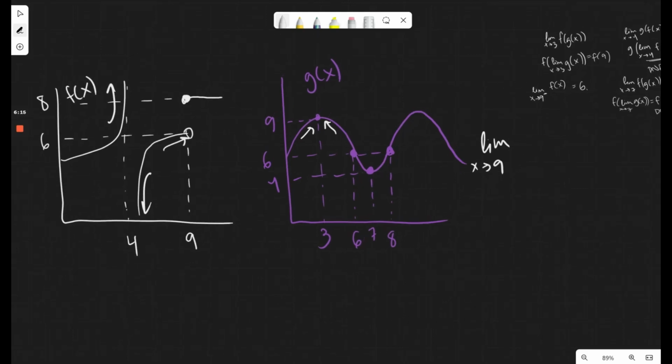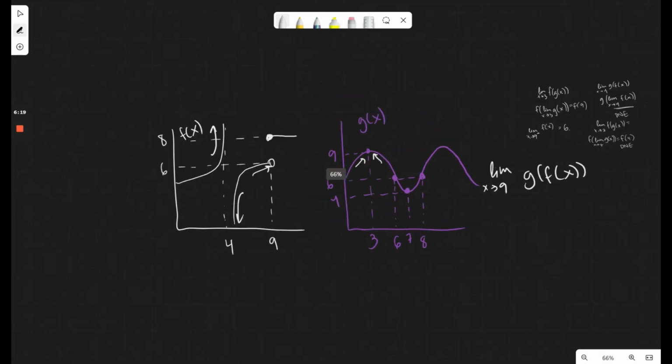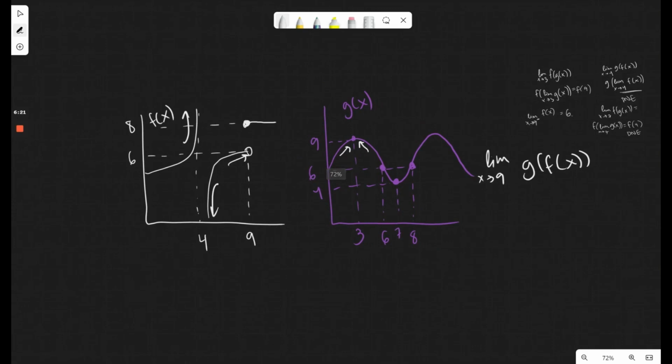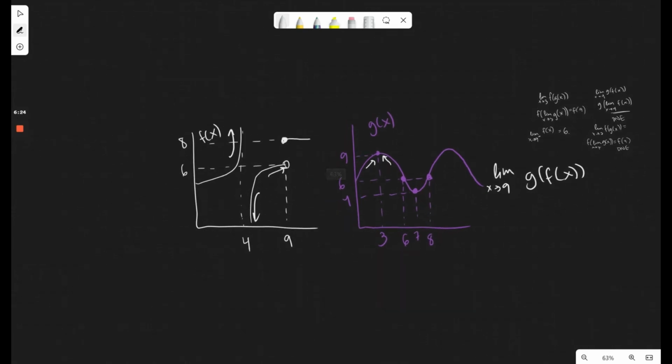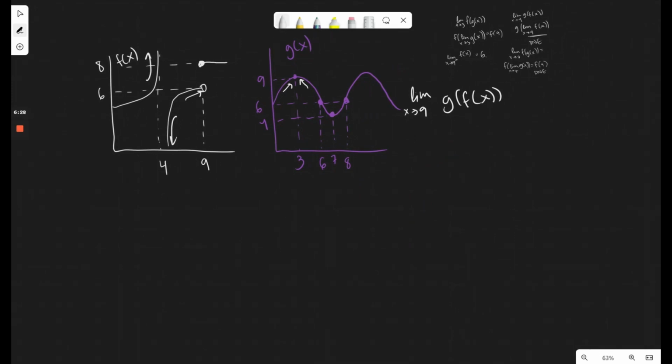And so the limit, let me make this a little smaller so I have more space to write. The limit, this board won't move up. Okay, the limit as x approaches 9 of g of f of x is equal to g of the limit as x approaches 9 of f of x.